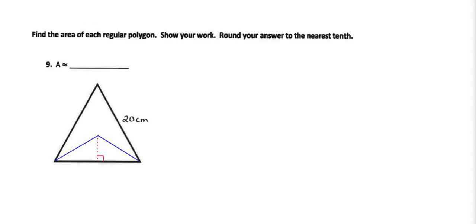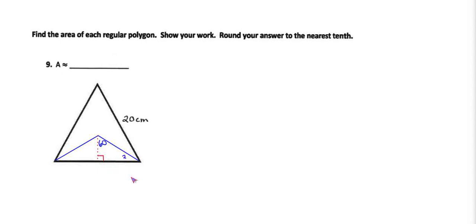The next example that I've chosen to look at is finding the area of a regular polygon and then rounding our answer to the nearest tenth. So notice on this one we have a regular triangle and its side length is 20 centimeters. I have already drawn in 2 radii and the apothem. So recall from our previous discussion that we know these angle measures. This angle measure would be 60 because our central angle was 120. 120 divided by 2 is 60.